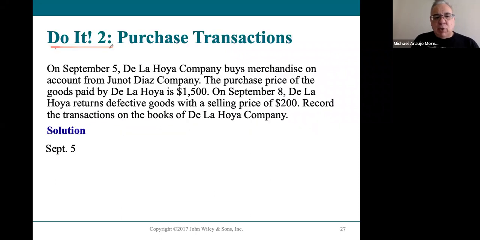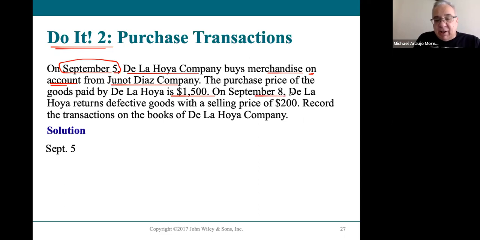So learning objective 2 ends with a transaction that you're going to see in both 2 and 3 between two companies, De La Hoya and Juno Diaz Company. First happens on the 5th of September. I know Cinco de Mayo is a big day, but Cinco de September is good too. De La Hoya buys merchandise on account. Again, on account means they're getting a bill, that invoice. They paid $1,500 for it. So that's what's happening on the 5th.